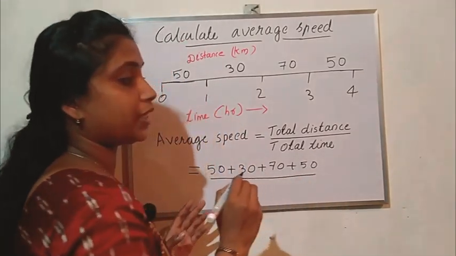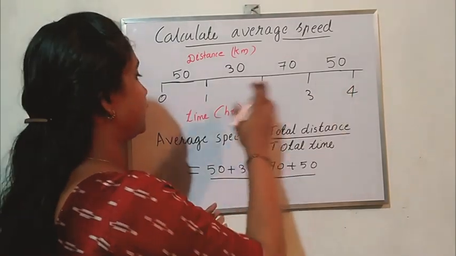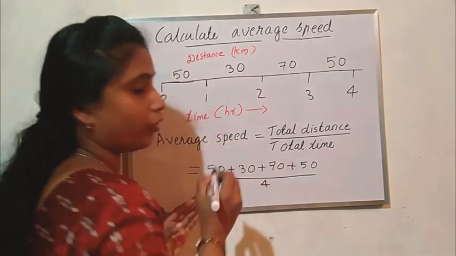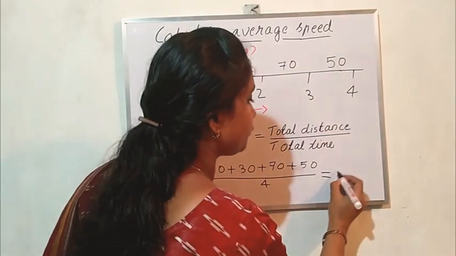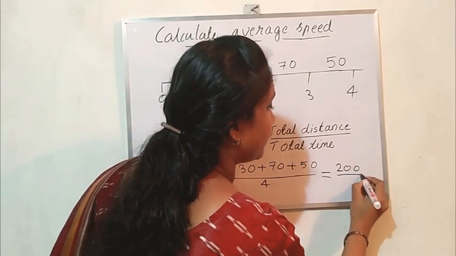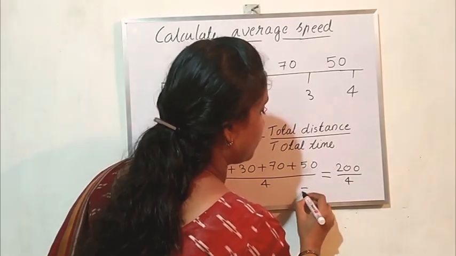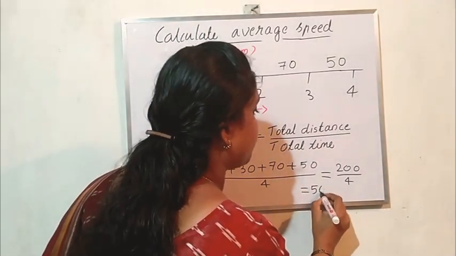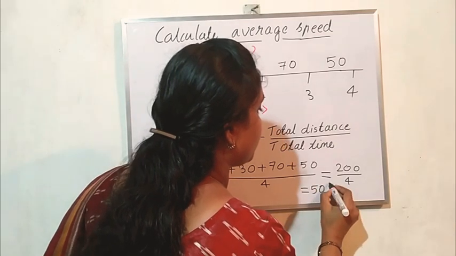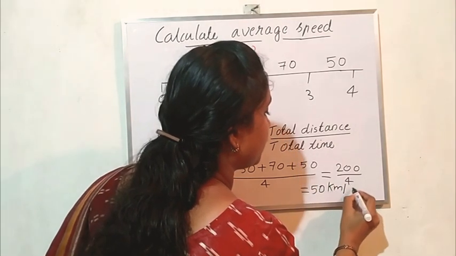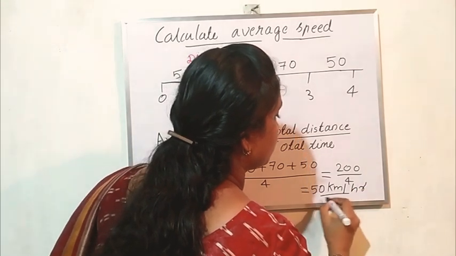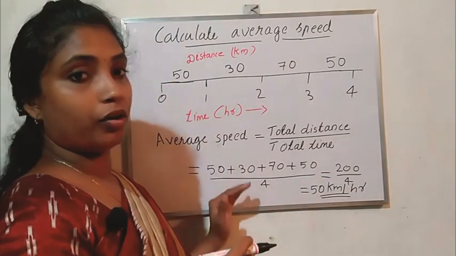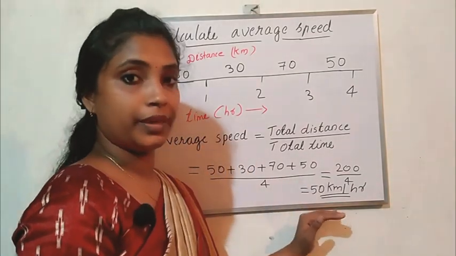Divided by total time taken to cover distance. It is 4 hours. So divided by 4, we will get 200 divided by 4, which is equal to 50 kilometer per hour. Okay, so the average speed of this object is 50 kilometer per hour.